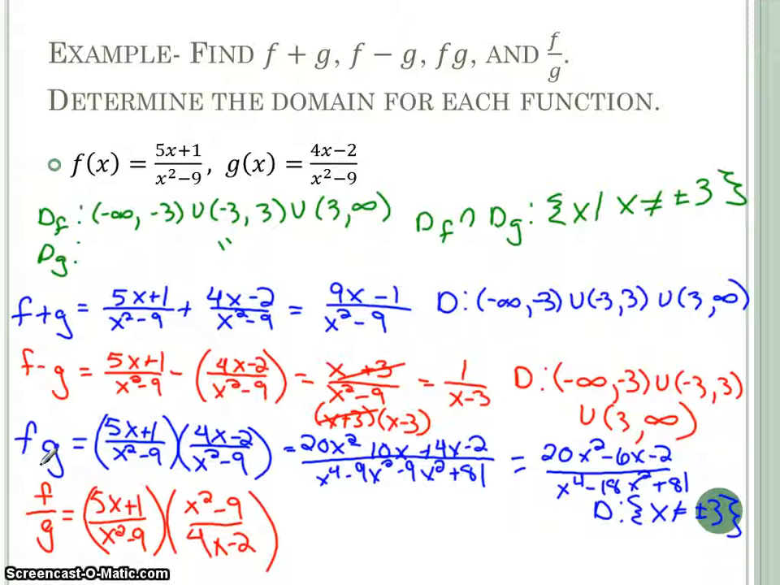Alright, so now, what can we do? Can we cross cancel? Right, we can cancel stuff because everything's sectioned off and being multiplied. So yeah, we can cancel out the x squared minus 9. So we get 5x plus 1 over 4x minus 2.